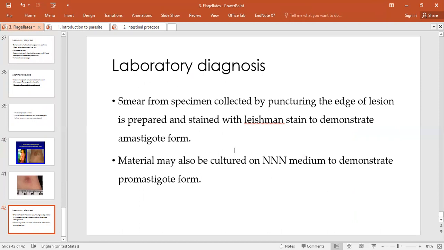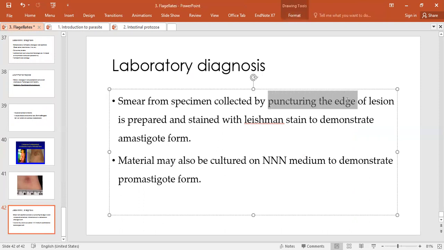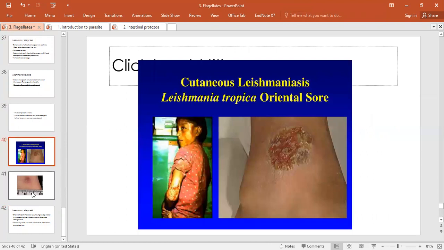The laboratory diagnosis is very simple. Focus on puncturing the edge of the lesion to get the parasite, since it is intracellular. That is all about Leishmania tropica.